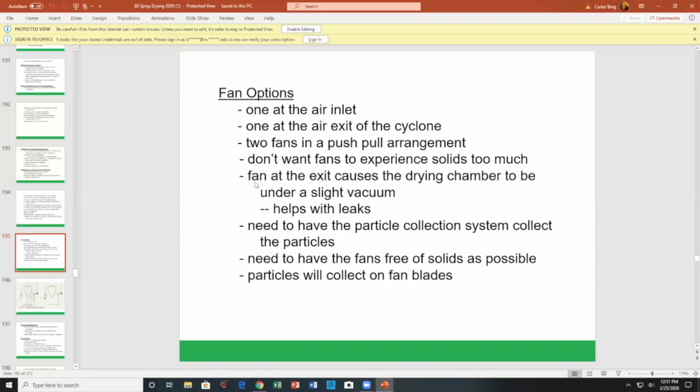If you have a box fan at home or a ceiling fan, you'll notice that solids in a home environment accumulate on the fan blades. Helps with leaks, to have the particle collection system collect the particles. Well, that's pretty cute. Have the fan free of solids as much as possible. Solids will collect on the fan blade.